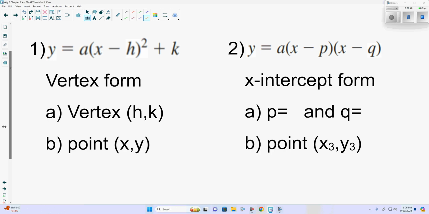Or we're going to get x-intercept form. They're going to give us the x-intercepts, p comma 0 and q comma 0, as actual points, and a point on the parabola, and we want to find the equation based off the information that's given. So this is what they give us to start with, and we're going to find the equation.